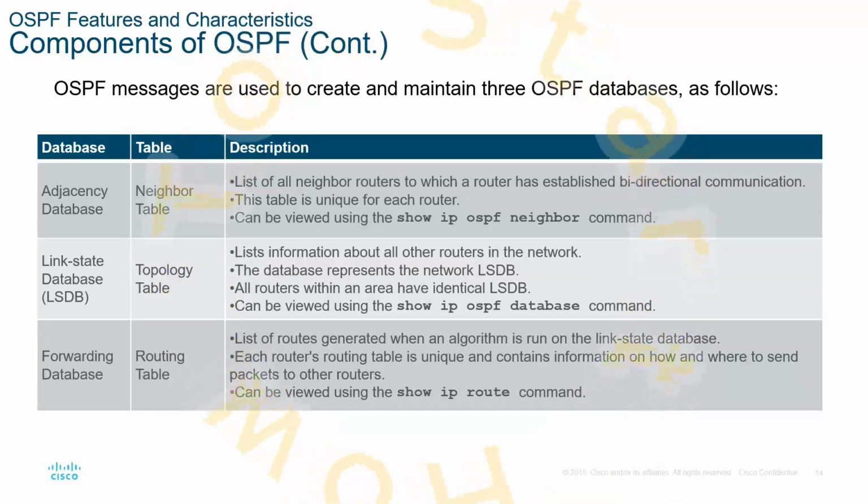So essentially, if you want to look at the different databases, you have to run a few different commands. We have a lab going through all of this, so we'll do that in Packet Tracer a little bit later. But for now, if you want to view the adjacency database, you would do a show ip ospf neighbor. If you want to look at the topology table, you will do a show ip ospf database. If you want to look at the forwarding database, it would be a show ip route command. So each database has different show commands so that you can see different types of data.